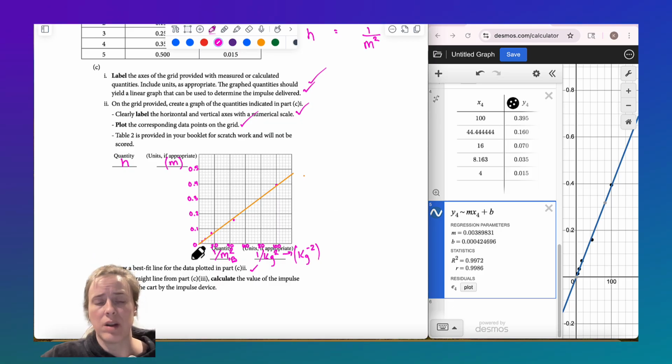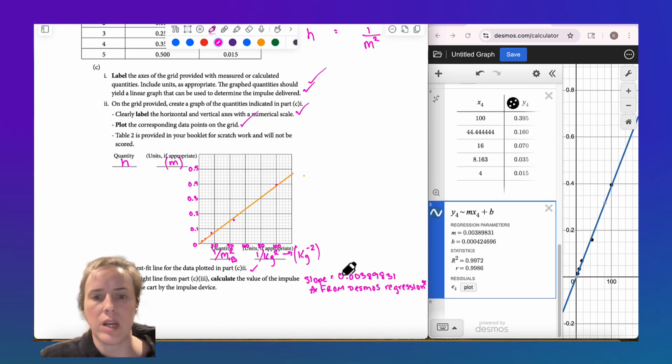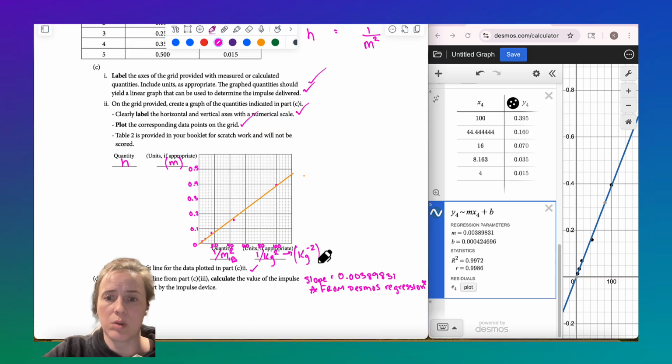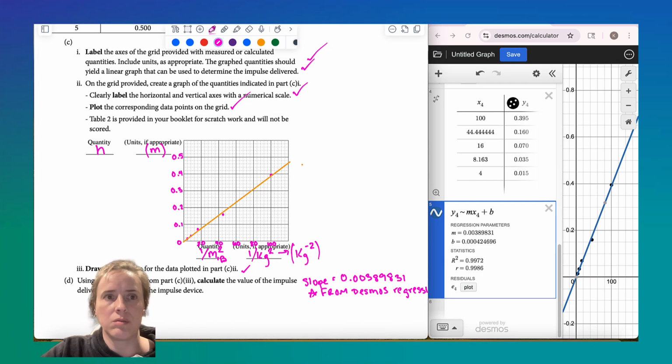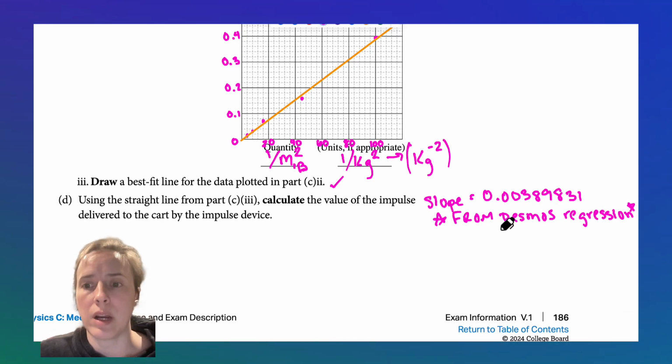So you can either find the slope by hand from your graph, or if you did Desmos, you could pull the slope straight off of here. So my slope from my regression. Now, be advised that if you use the slope from the regression, you need to say that you got that from Desmos. If you just write down a slope and you don't tell us where you got it from, we're not giving it to you. So if you got that value of your slope from the Desmos regression, you need to write a note.